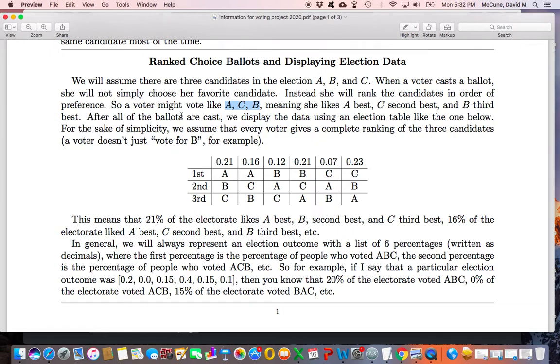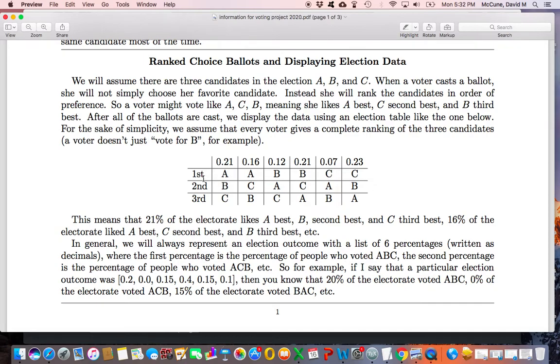Okay, so for the sake of simplicity, we assume every voter actually completely ranks the 3 candidates. They don't just show up and say, I like B. They tell you I like B best, but then they also tell you who comes next. Do they like C second best or A second best? This table down here is how we will display election data itself. Like once you actually get all of the votes, how do you display the entire election?